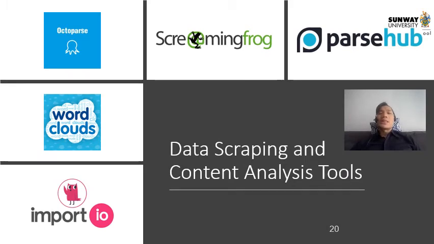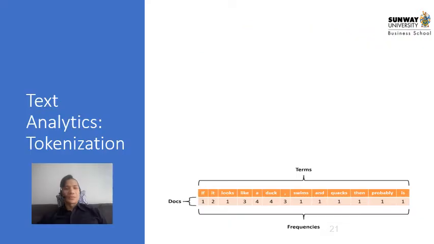Now, these are some of the examples of very good data scraping and content analysis tools: Screaming Frog, PassHub, Octoparse, Word Clouds, and Import.io. Do spend some time researching what each of these different software can do, and what the differences, advantages, and also the disadvantages are.